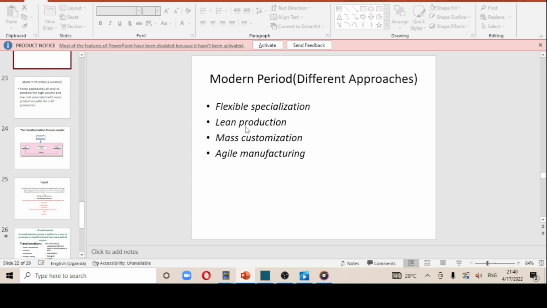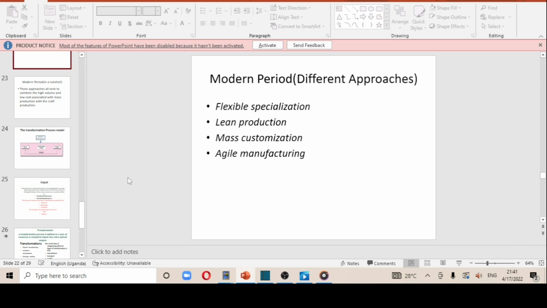Then we have mass customization, which has to do with producing custom-made products on a large scale. I gave you an example previously, like jerseys, something like that. Then we have agile manufacturing. This deals with adding processes, tools, and training workers to respond to customers' needs quickly. Yeah, that's to do with that.